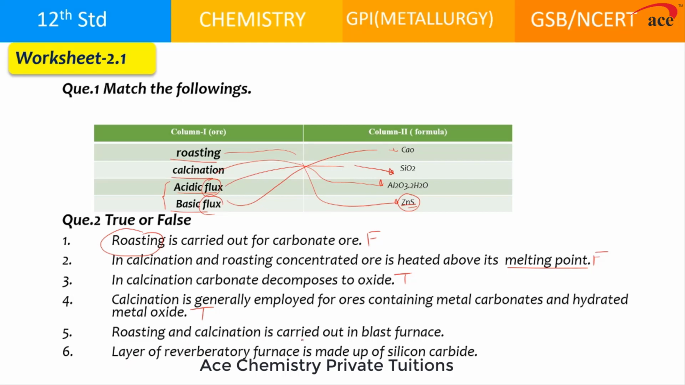Roasting and calcination are carried out in the blast furnace. No, the statement is wrong, because we use the blast furnace for the extraction of iron metal, and for roasting and calcination we use the reverberatory furnace. The lining of the reverberatory furnace is made of silicon carbide. Yes, silicon carbide is a refractory material. When we say refractory material, it means what? It can withstand very high temperature. So this statement should be what? True.